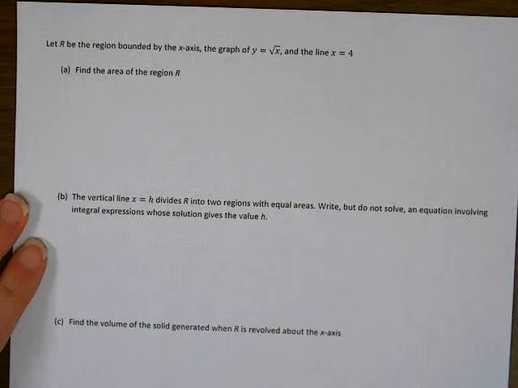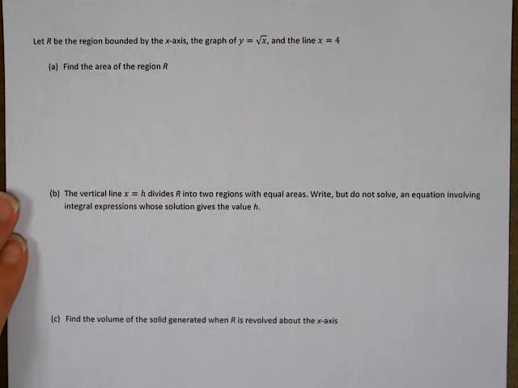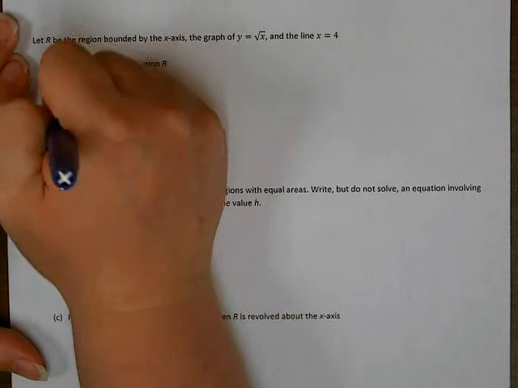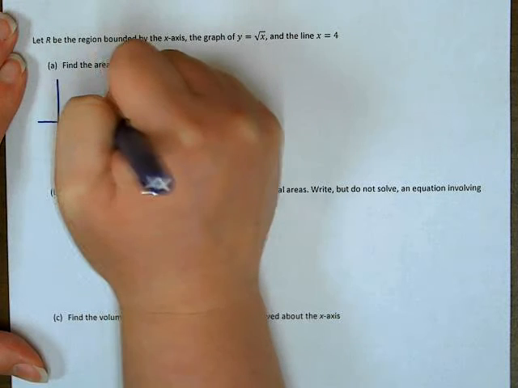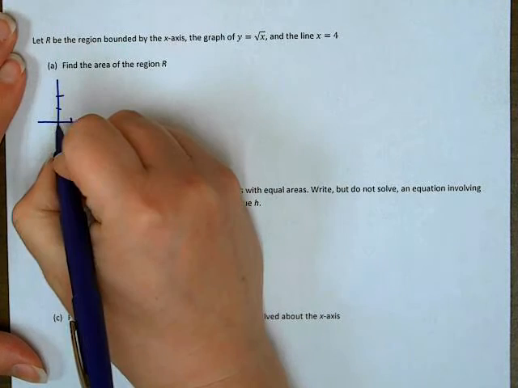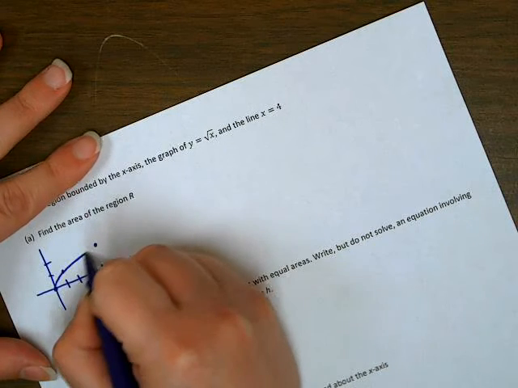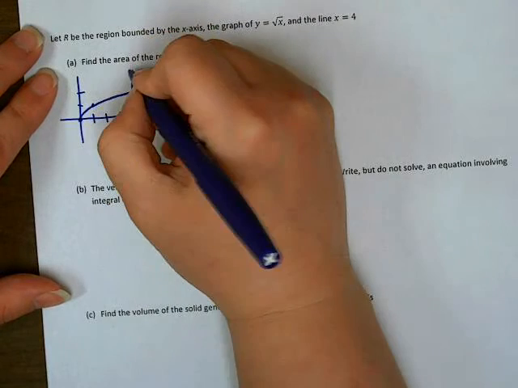Okay, moving on to question 2. Let R be the region bounded by the x-axis, the graph of y equals the square root of x, and the line x equals 4. Find the area of region R. So the first thing we need to do then is draw a picture of what's going on. Hopefully you guys are getting to be pros at drawing the square root of x because we've done it a lot lately. So we're here, here, and here. And then we have the line x equals 4, which is this vertical line right here.